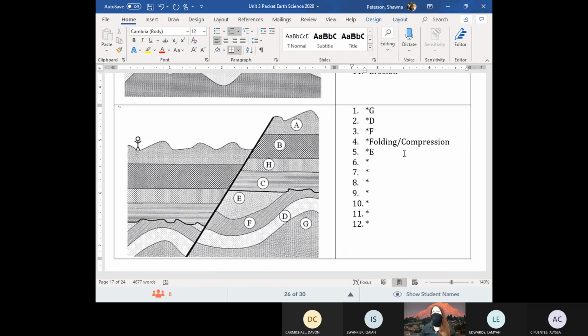What could possibly happen after letter E? I'll give you a hint, it's not a layer. What's just right above layer E? No, A is all the way at the top, but it's not a layer. Perfect, you were right, trust yourself. Or unconformity.